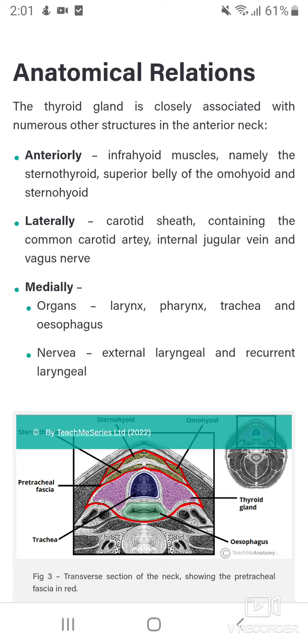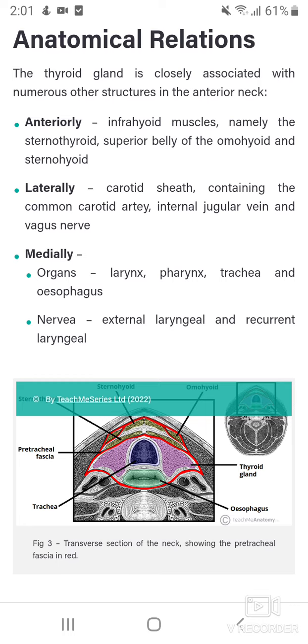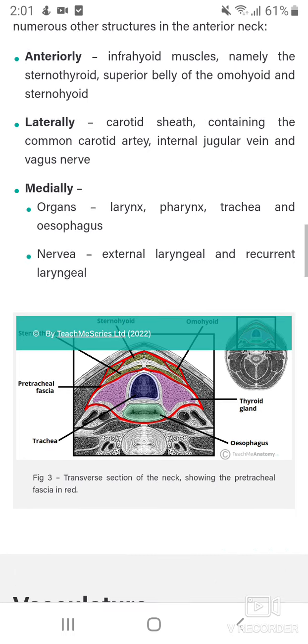First of all, on the top is the sternohyoid, then on the right the omohyoid, left side, and you can see the pretracheal fascia on the left side, and on the right side of the picture you can see the thyroid gland, esophagus and trachea.